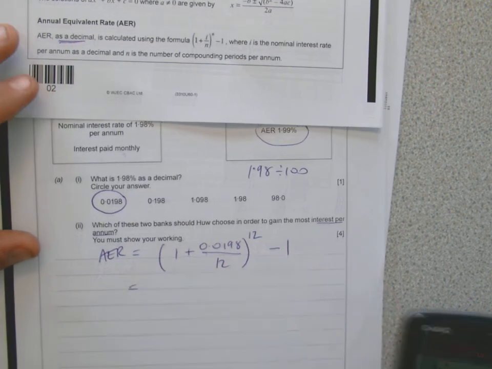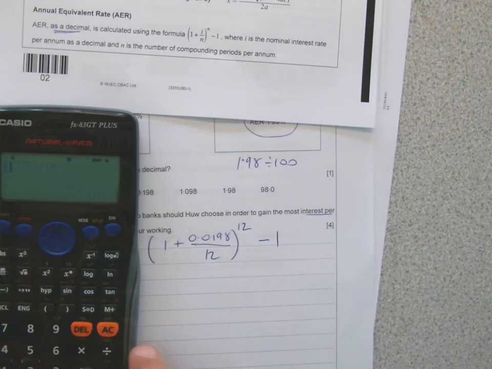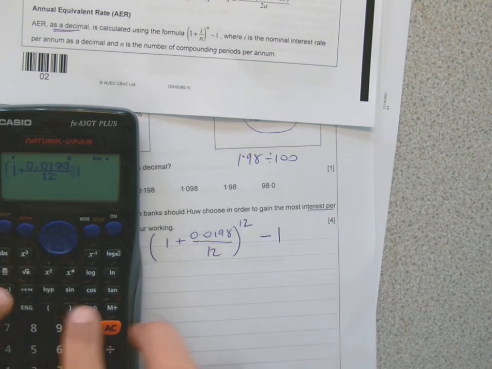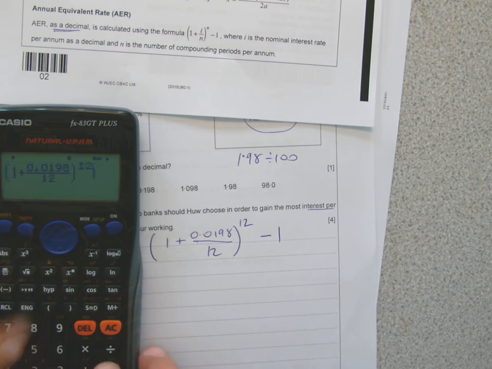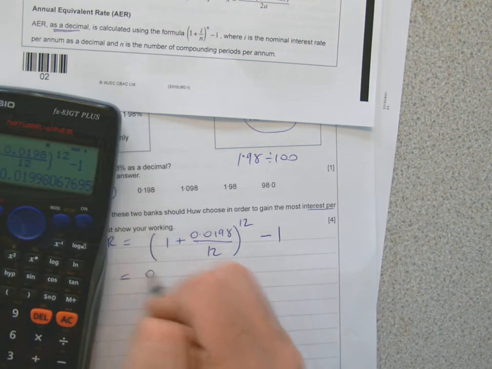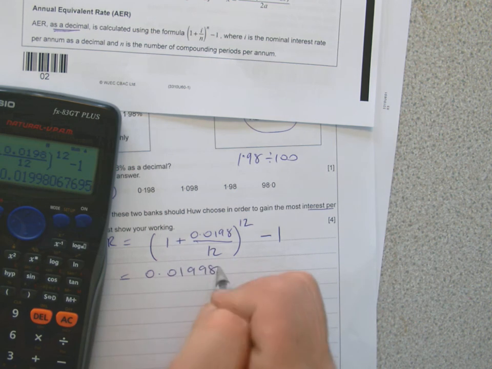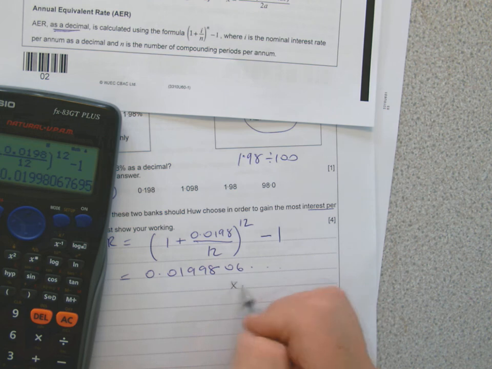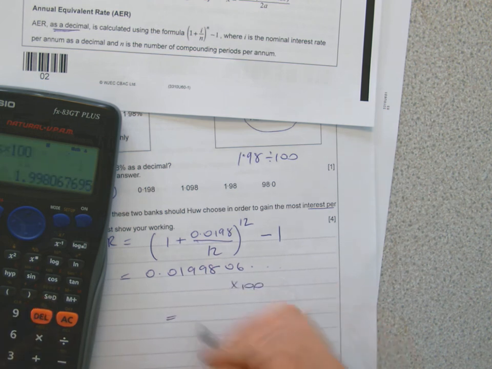So we get our calculator and we just set up that formula as it is. And we get our answer as this. Now this, remember, is a decimal. Of course, you're going to times that by 100 to get it as a percentage.